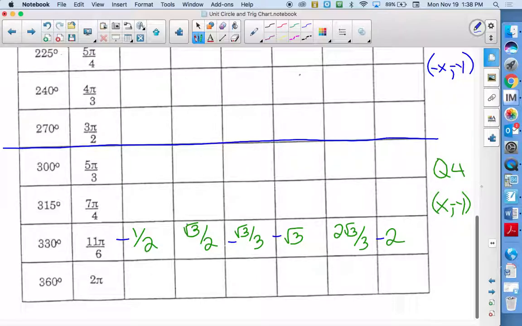So it's really focusing on the value from the first quadrant and then using that value from the first quadrant and thinking, where is the angle located? Does that mean the angle has a positive x or a negative x, a positive y or a negative y?